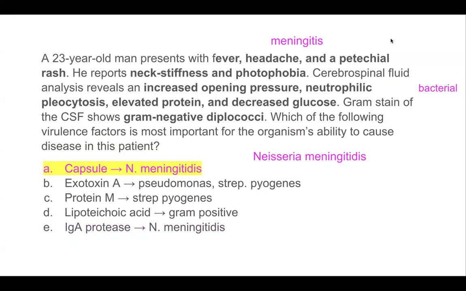All right. So I think the key takeaways from this question are that it's really high yield to know the CSF findings for different types of meningitis. And then, as always, knowing these virulence factors that you learn in Sketchy for different pathogens.